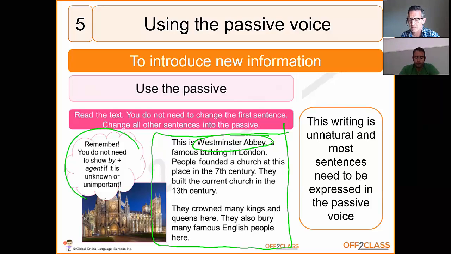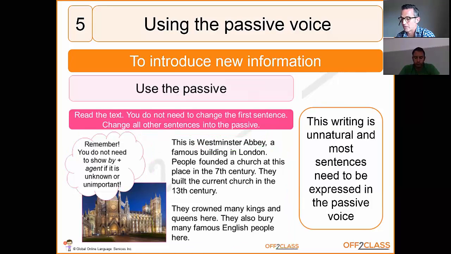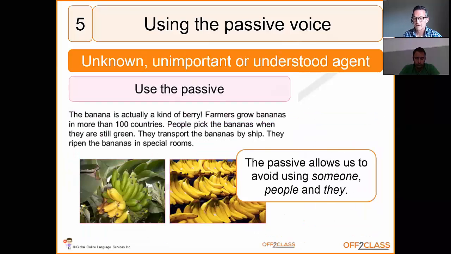Also at this time you will start to introduce whether we show the agent or not. Obviously here, we're talking about a church that was built in the 7th century. More often than not, we don't know who actually physically constructed something in historic terms. There are lots of other examples, but here you could start to teach that the agent is actually unknown, or I guess unimportant as well.